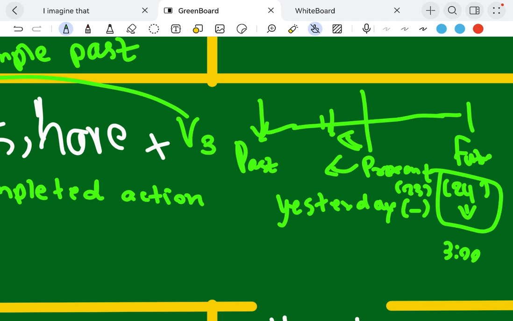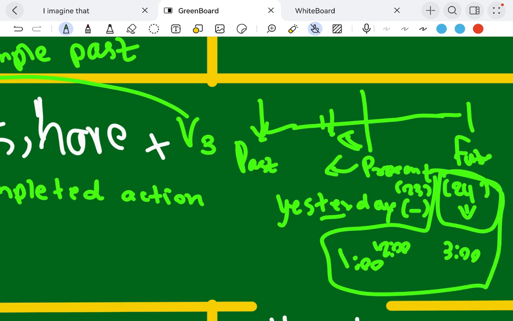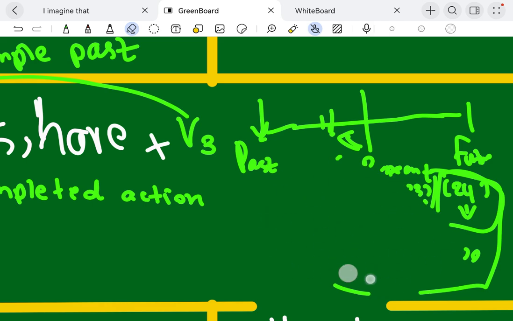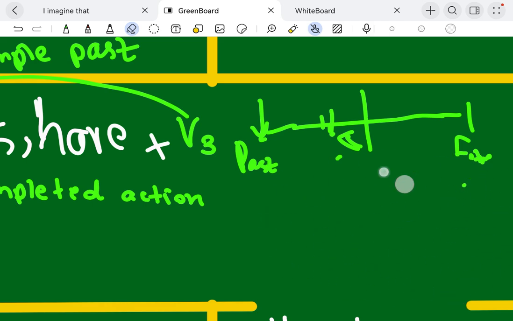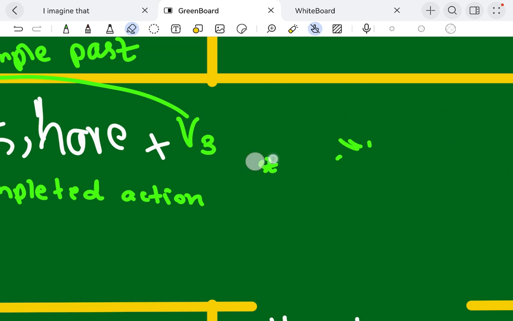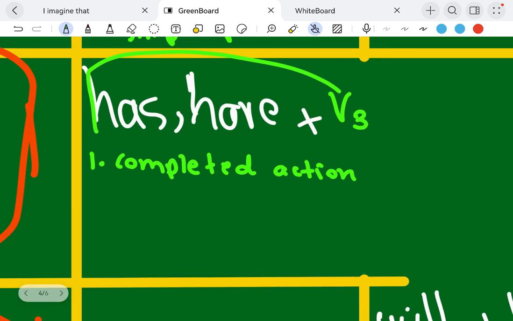When we want to talk about the present perfect, instead of saying yesterday, we're going to say maybe around 12, or maybe 1 for today. So it still has something to do with today, or recently. For present perfect, there are a lot of things that you have to learn, and the usage of it is a little bit confusing for a completed action.